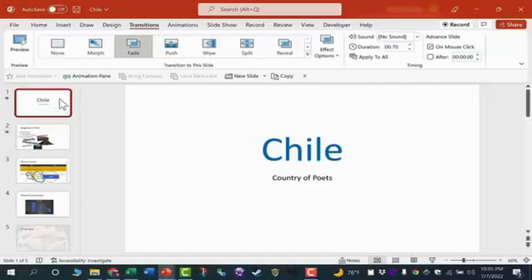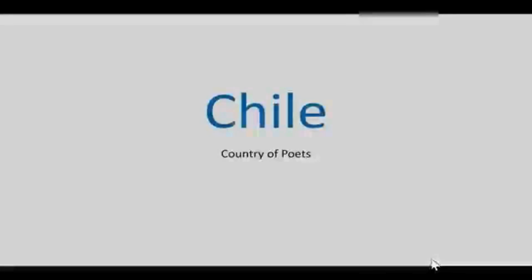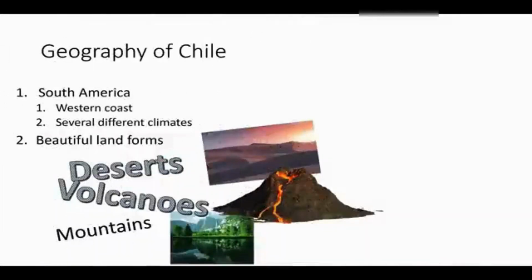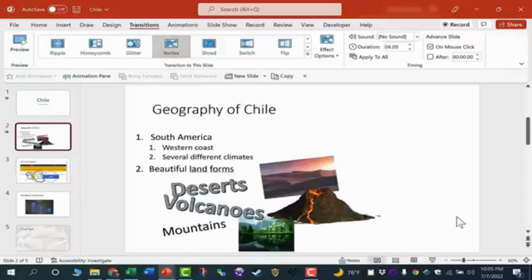So I've clicked here on slide number 1. And then I'll go down here to the lower right corner and click this slideshow button. I'll click, and there's my first slide fading in. And then I can click to advance to the next slide, and there's my very dramatic vortex transition. I'm going to tap Escape to exit the presentation.